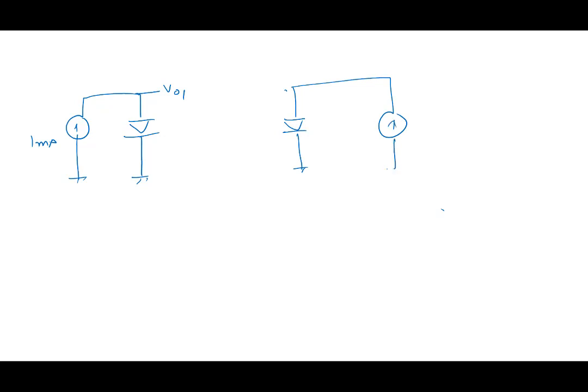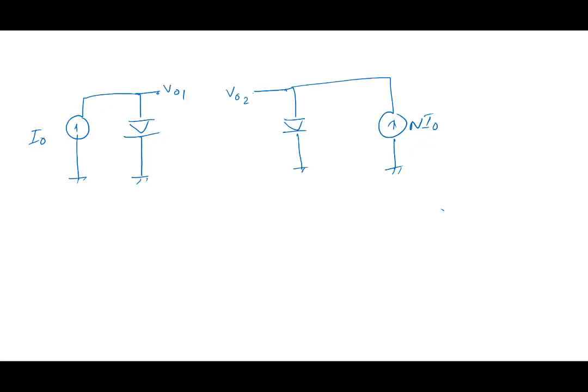I pass a current n times. Let's call this I0, and I call this n I0, and this is V02. What do you think is V02 minus V01? Now the mistake that many people make, if I ask them, they say this is 0.7, this is 0.7, the difference is 0.